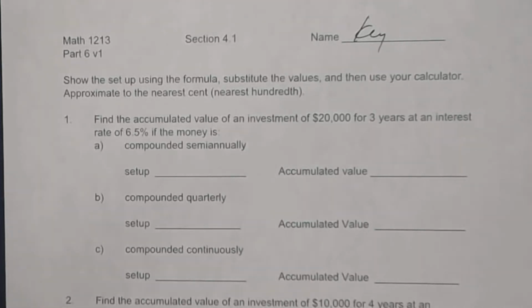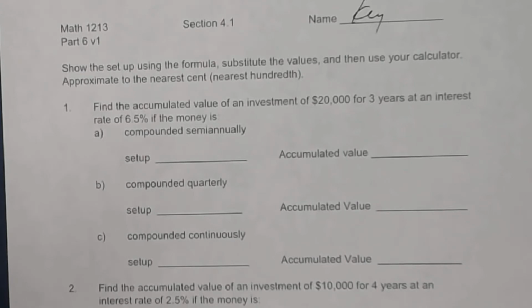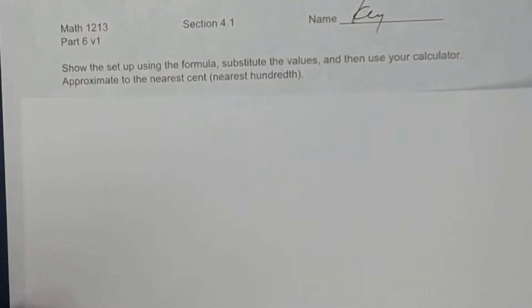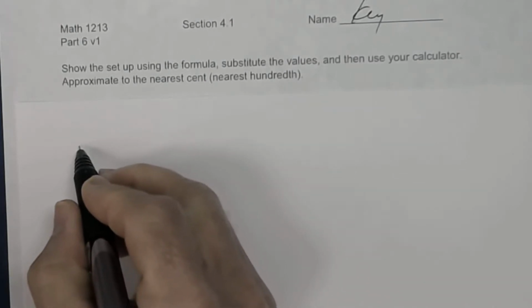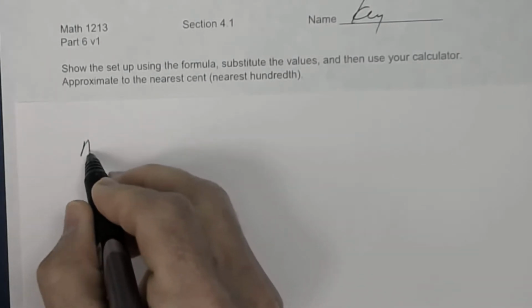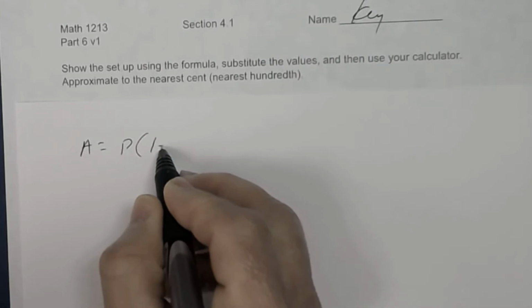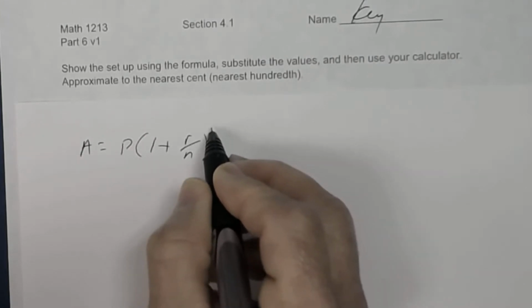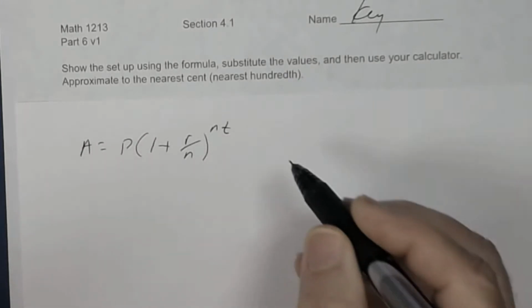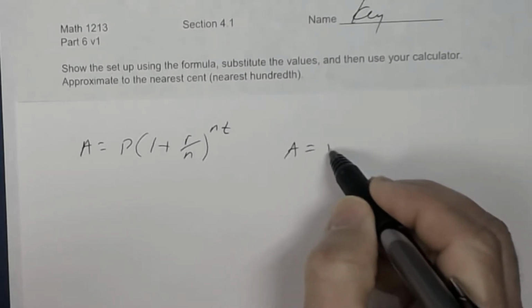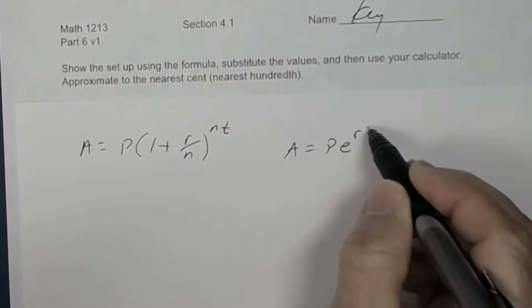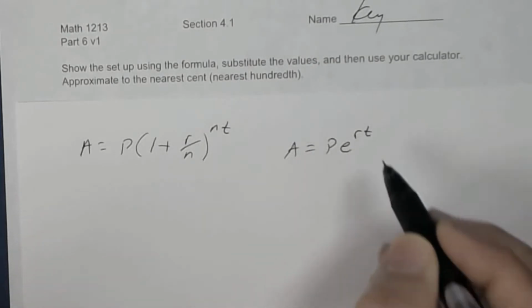This is a key to 4.1 part 6, and on this worksheet you're using the formulas for compound interest. And so the two formulas you're going to use are these. So you're going to use the formula where you have A equals P times 1 plus R divided by N raised to the NT power. And the other one is A equals P times E to the RT, where R times T is the exponent.